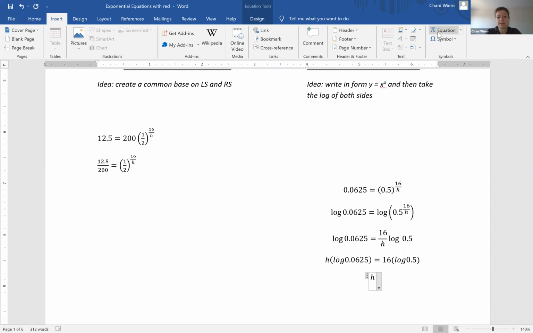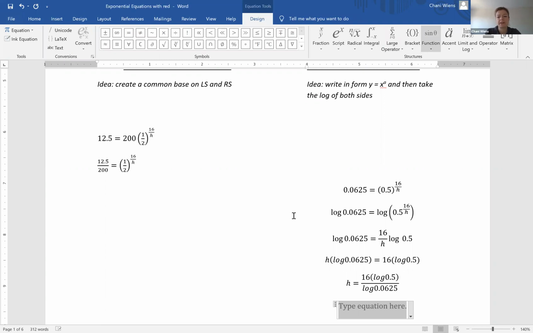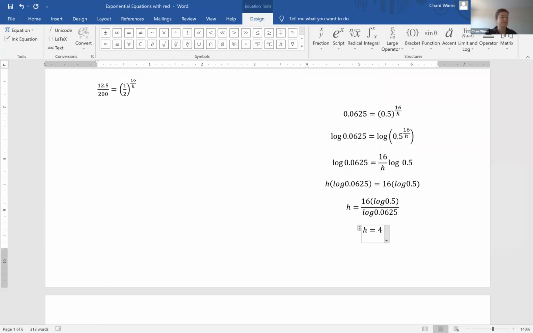Okay, so h is equal to 16 times log of 0.5 divided by log of 0.0625. All right, and so now this is just a matter of putting it into your calculator properly, making sure that you're putting brackets where they need to go, and you will get that h is equal to 4.